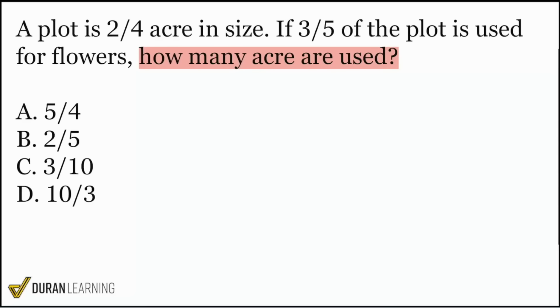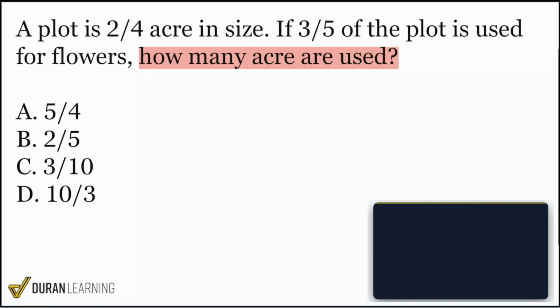So that doesn't actually tell us what to do. That doesn't tell us if we should add, subtract, multiply, or divide, because we can word this a million different ways. I could say that, yeah, we used this many acres in plot A, this many acres in plot B. How many are used in total? That would mean add. Or I could say, hey, we have a plot that is 2/4 of an acre in size. If 3/5 of the plot is used for flowers, how many acres are used?